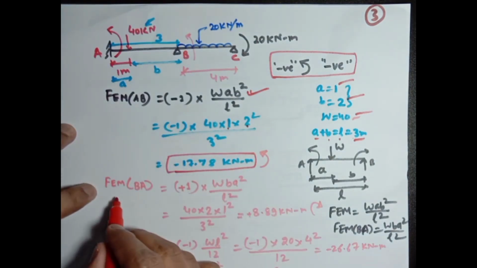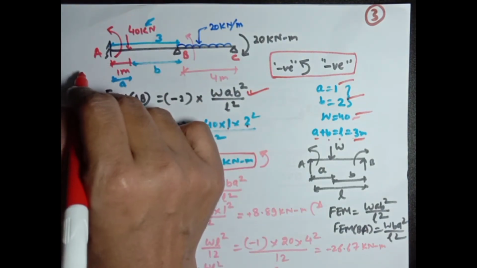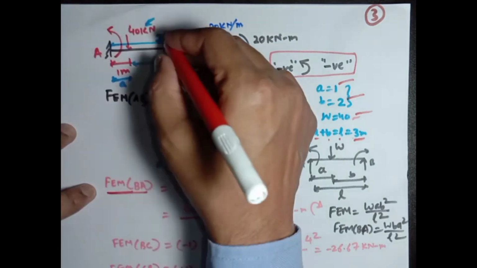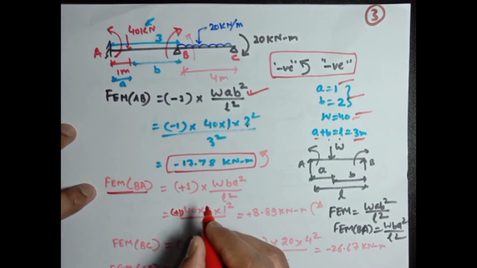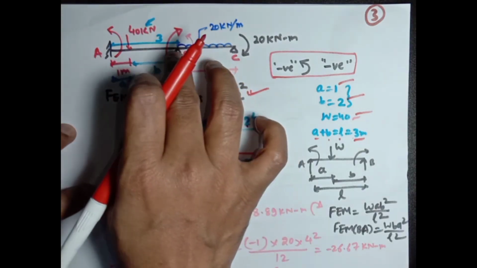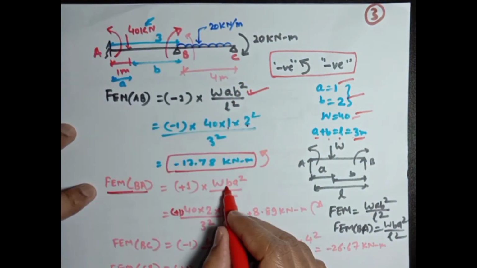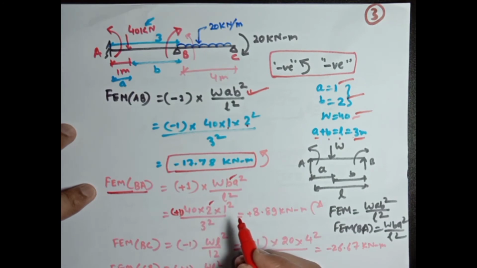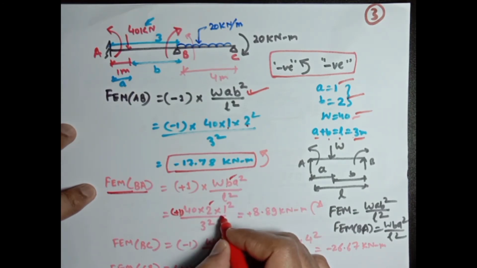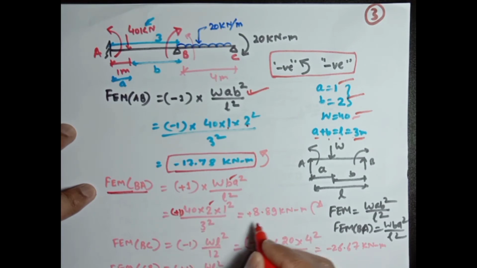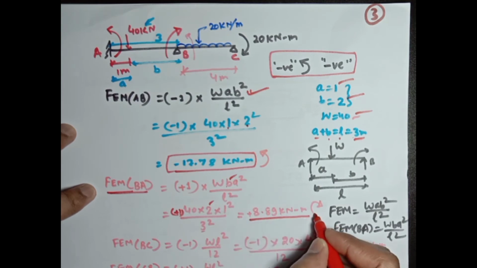And the other fixed end moment, for BA, which acts from B to A, will give a clockwise moment, so we use a positive value, and it will be W B A squared. In place of B we put 2, in place of A we put 1, A squared divided by 3 squared. I am getting a value of 8.89, which is a positive value. It means it is in the clockwise direction.